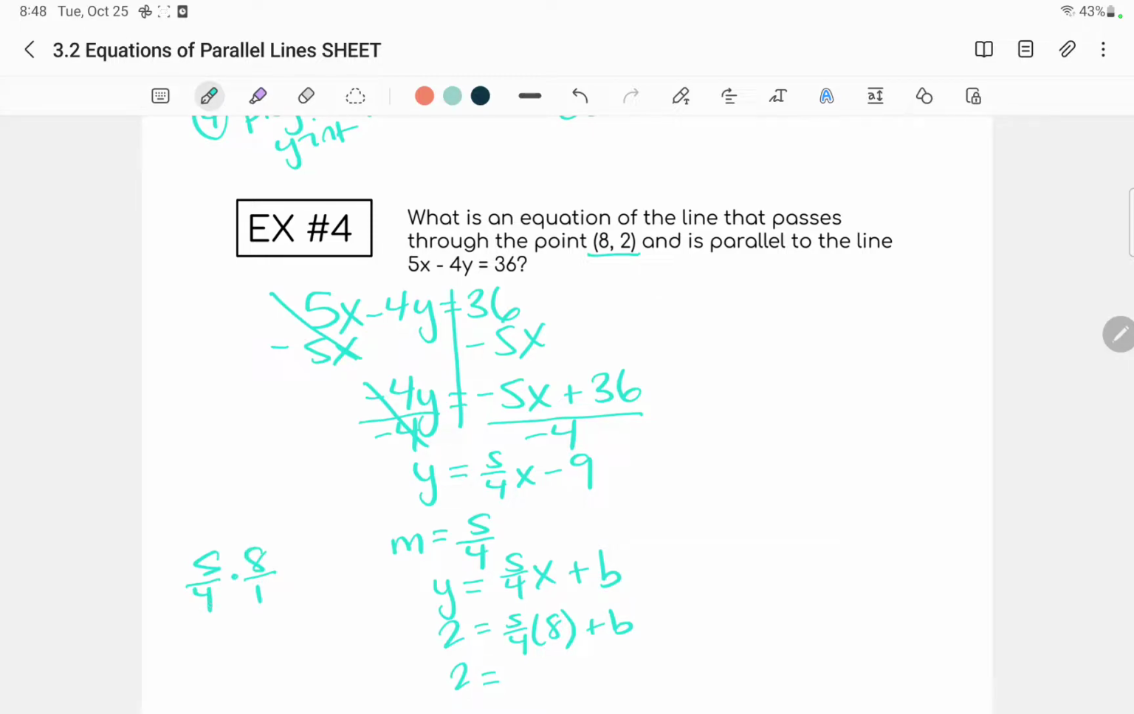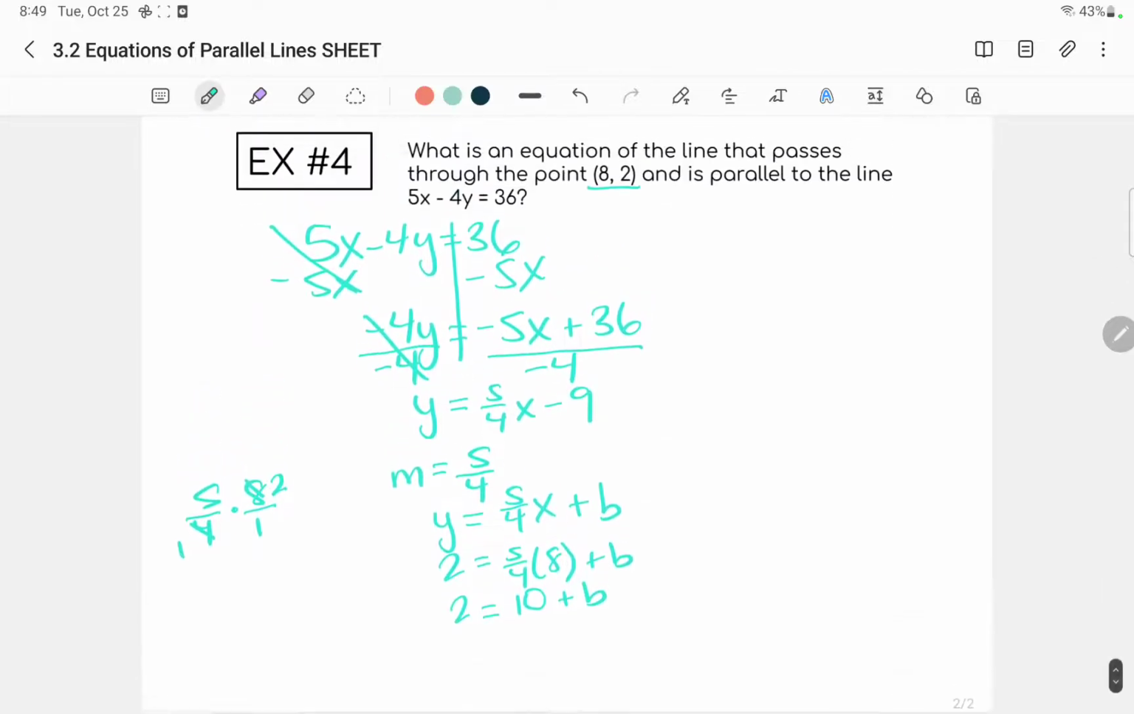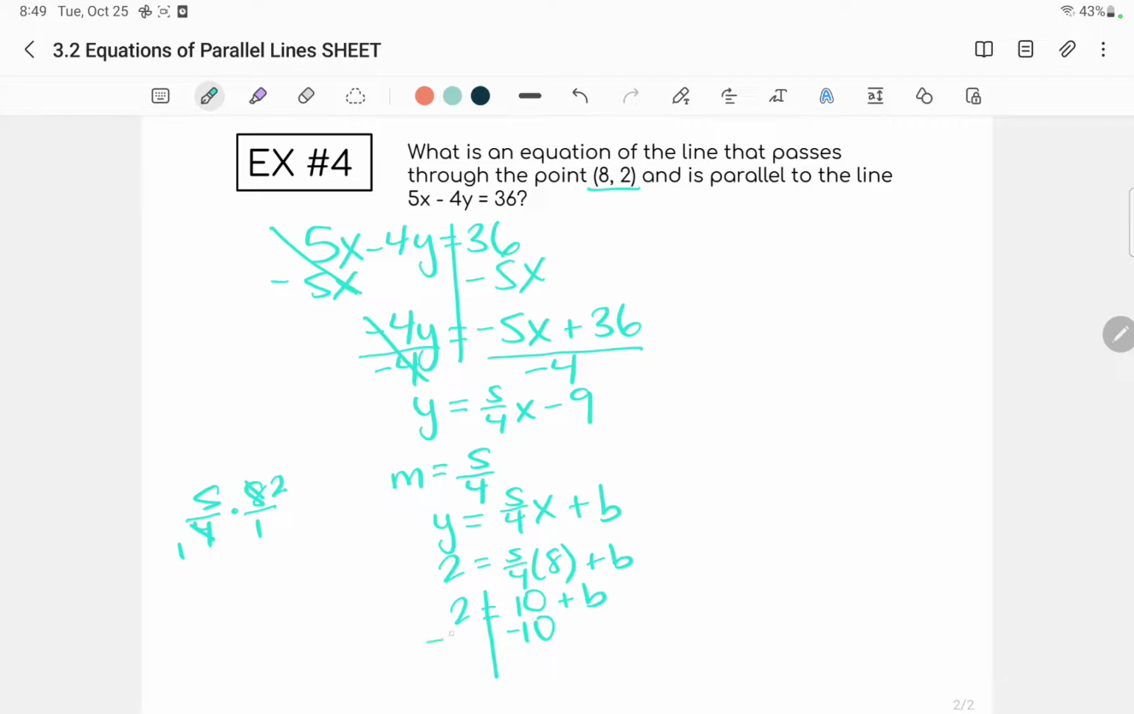If I have a 4 on the bottom, I can divide that by 4. And I have 8 on the top, I divide that by 4, get 2. So 5 times 2 gives me 10. So that would be 10. And now I can find b by subtracting 10 from both sides. So 2 minus 10 is negative 8, and b is negative 8.